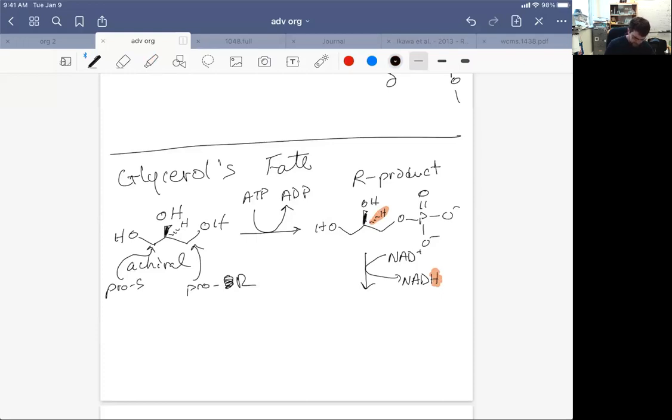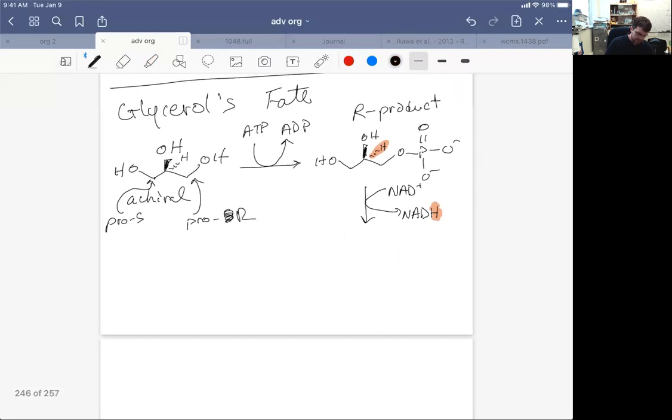Yeah, because we have 1, 2, 3. Yep, it's R. So we have the R product formed selectively, but then we oxidize this by removing the H. The other H on the OH gets just deprotonated through a standard acid-base reaction. And that gives rise to a ketone here. I'm just going to write P there.